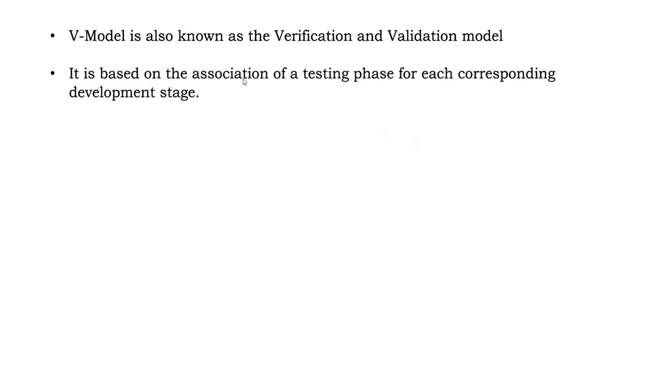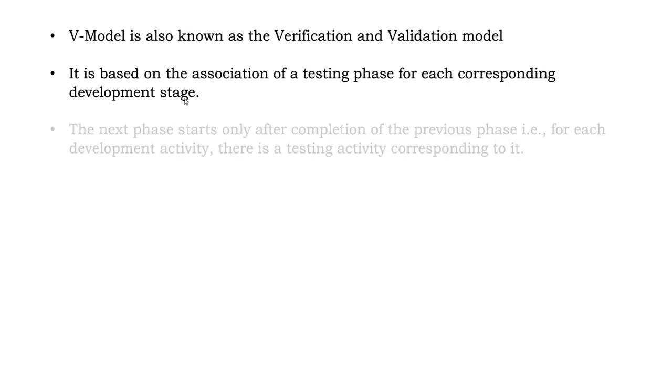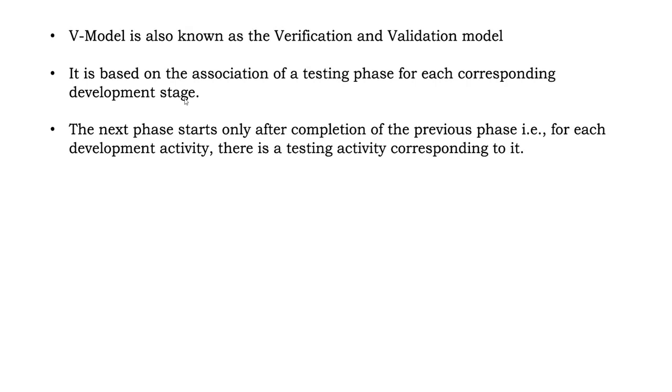The V model is based on the association of testing phases with the corresponding development stages. The structure of the V model looks exactly like a V shape, because for each development phase there will be a testing phase associated with it. That is the reason it is called a V model, wherein testing as well as development work in parallel.